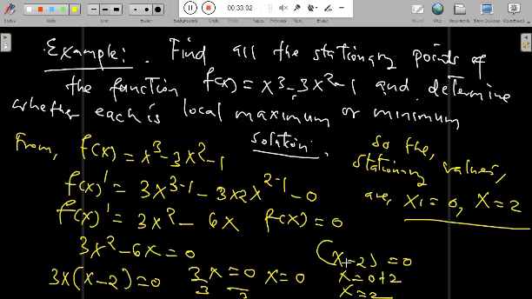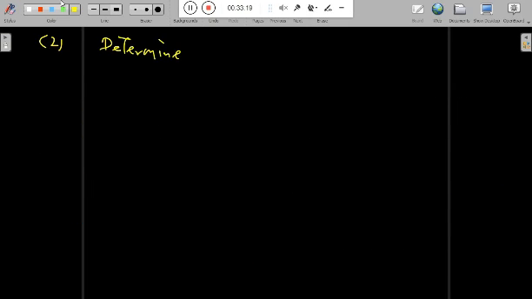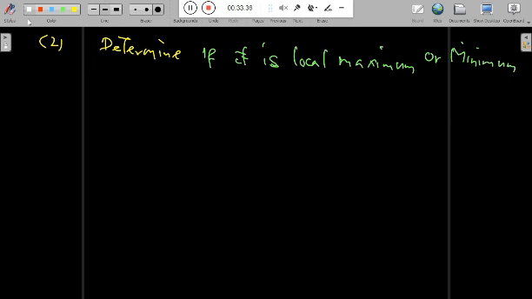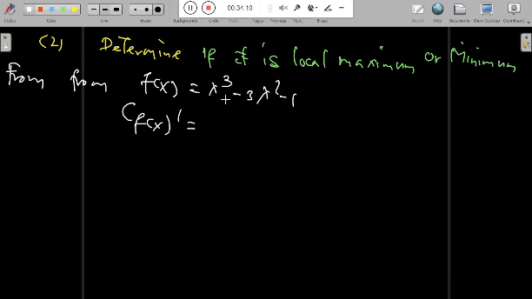The values of x are equal to 0 and also x equal to 2. These are called the stationary values, or stationary points. So we have the stationary points x equal to 0 and x equal to 2. Now it is possible to prove whether each is a local maximum or minimum.